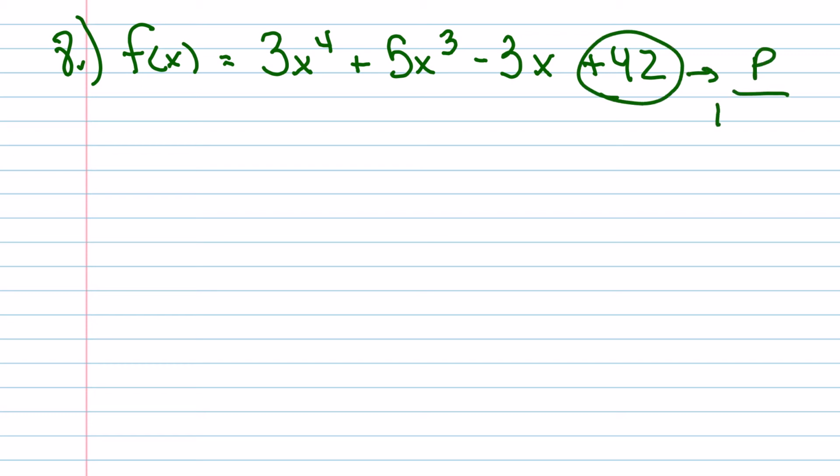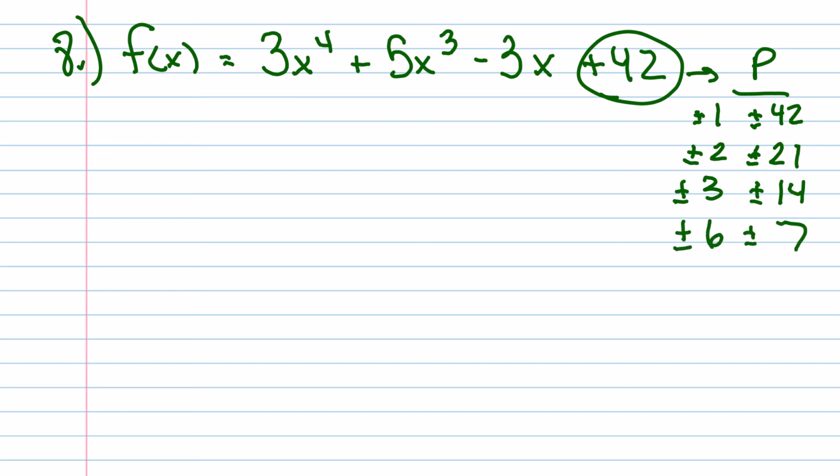That's going to give me plus or minus 1, plus or minus 42, plus or minus 2, plus or minus 21, plus or minus 3, plus or minus 14, plus or minus 6, plus or minus 7. My q is 3. So that means I have plus or minus 1, plus or minus 3.